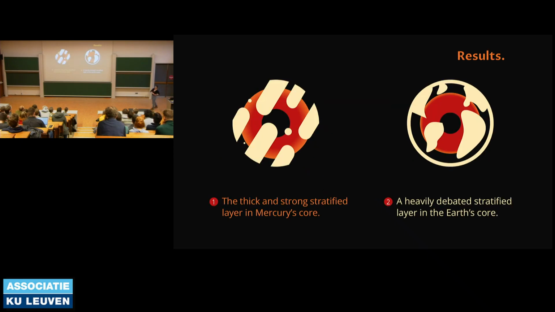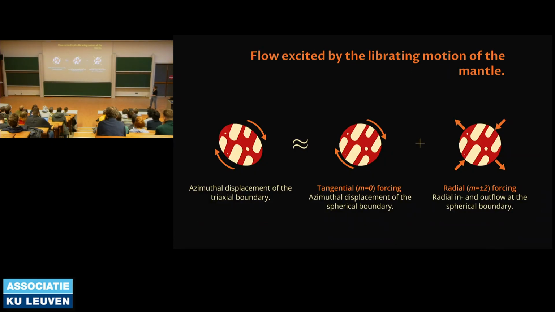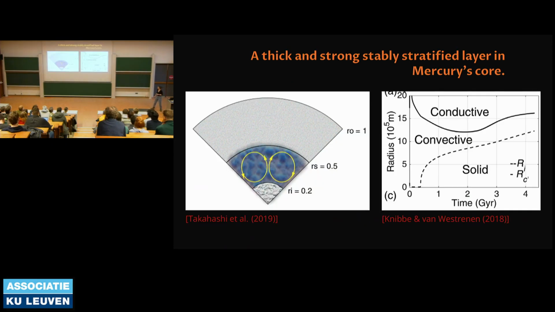I will be talking about terrestrial planets today, and I will talk about two. One very close to the Sun, Mercury, and one where we're currently on, the Earth. Then starting with Mercury, because a nice thing about the planet Mercury is that it has a very thick and a very strong stable layer at the top.